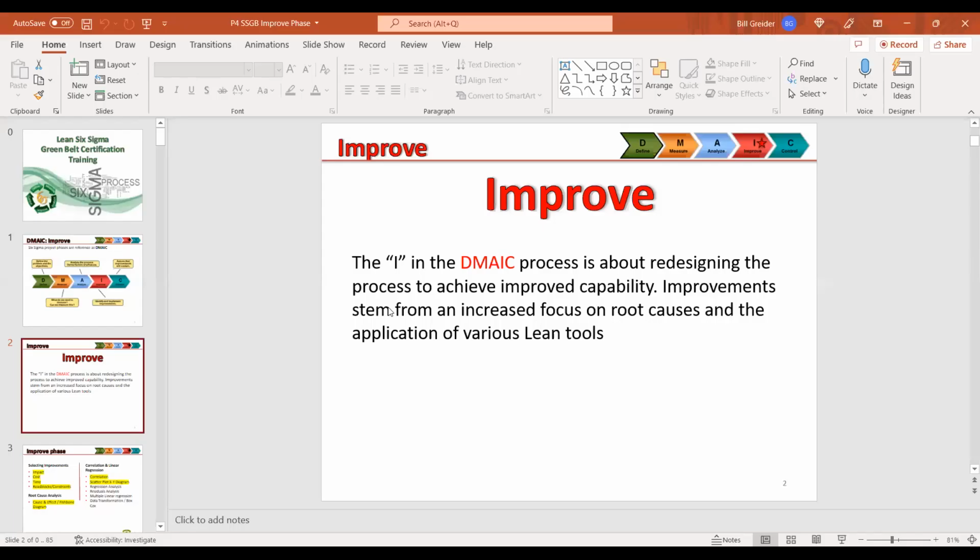All right, so that's regression analysis. Now let's get into the mind-numbing PowerPoint. And we'll start with the improve phase, just where we've been. It's about redesigning the process to achieve improved capability. Improvements stem from an increased focus on root cause in the application of various lean tools.